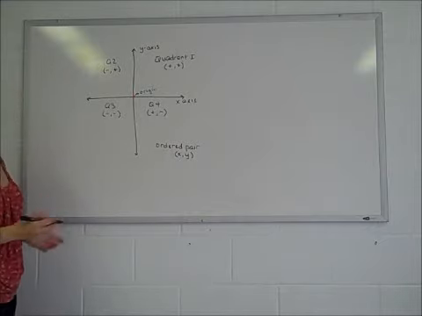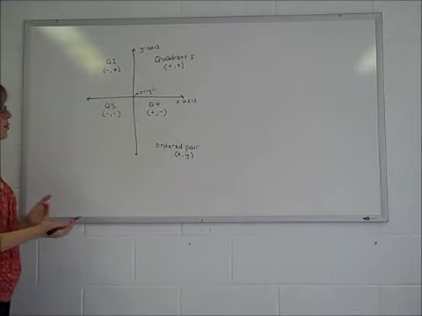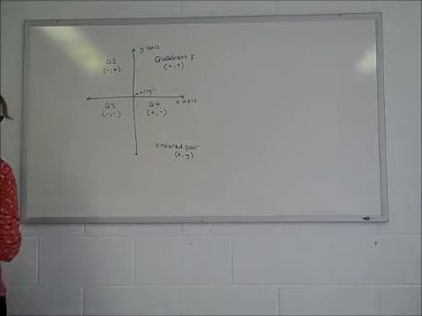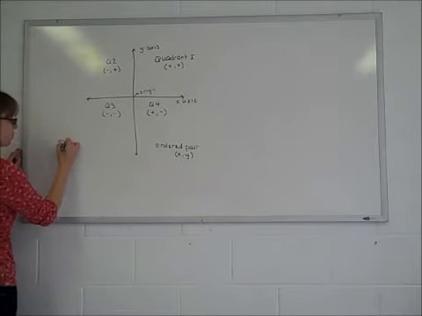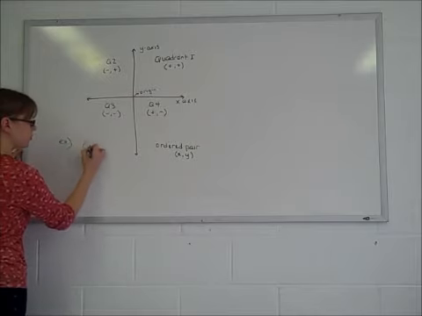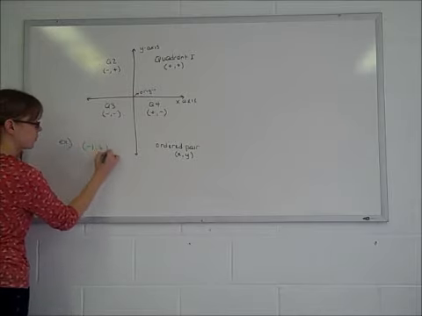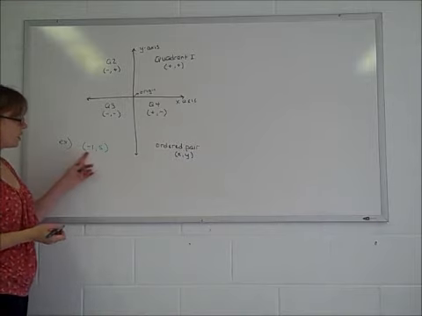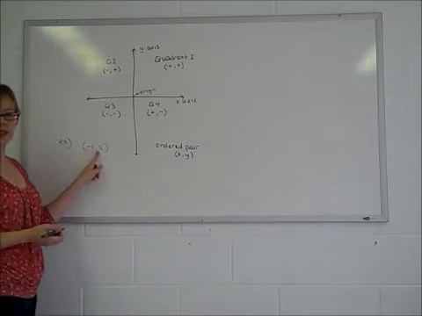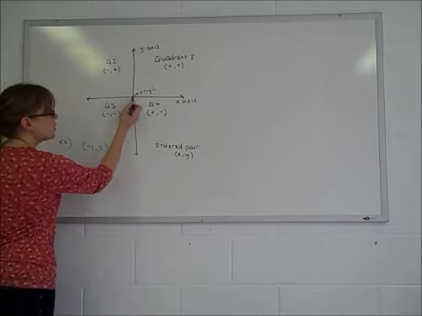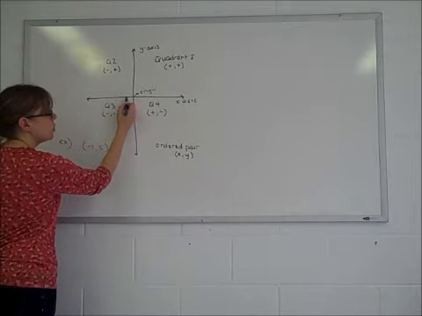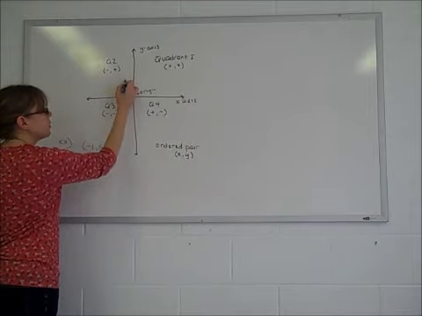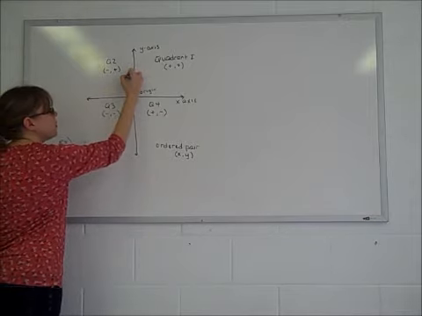This gives us all the information that we need to be able to plot any points on the graph. So for example, say we wanted to plot the point negative 1, 5. The x value is negative 1, the y value is 5. We simply start at the origin, go to the left 1, and go up 5. And make a point.